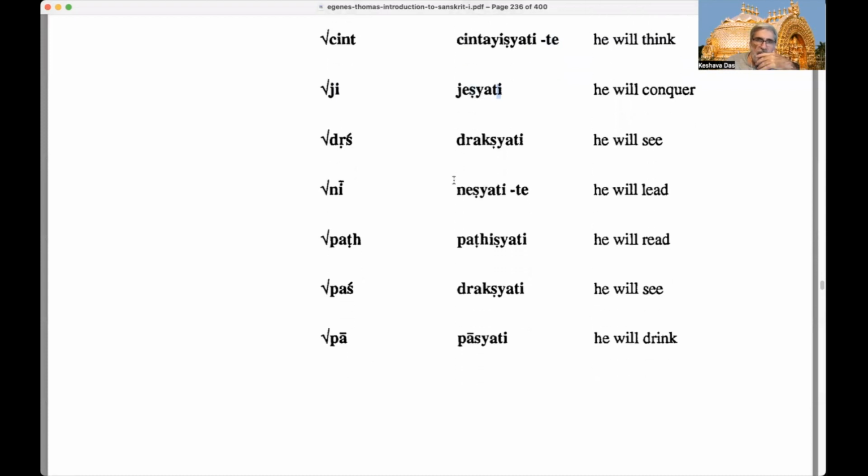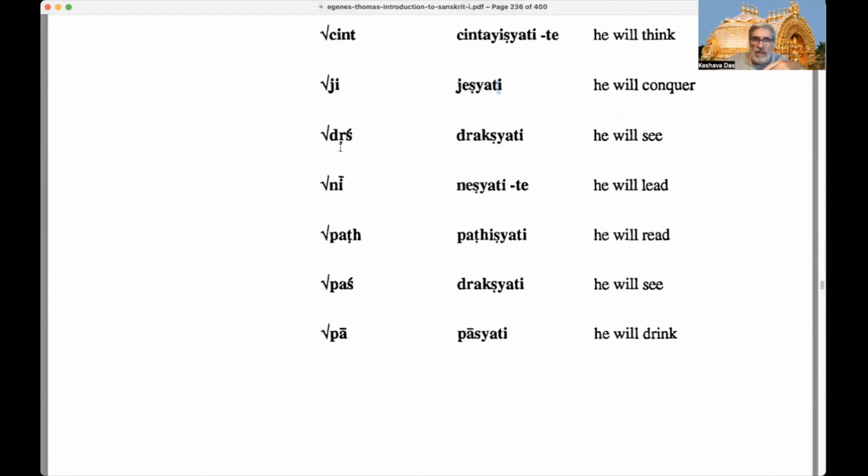He will conquer. So now we have drish. Drish means to see, and down here also we have another one, pash. Drish and pash are both roots, and they both mean to see. With drish it's easier to see how it becomes drakshyati. From pash it becomes drakshyati also. This doesn't follow any rule. It's outside of rules. So it just becomes that, and you just have to remember that. It's an exception, is what I was trying to think of.